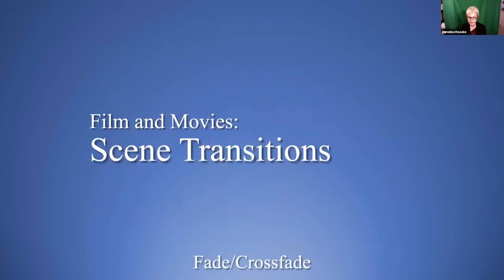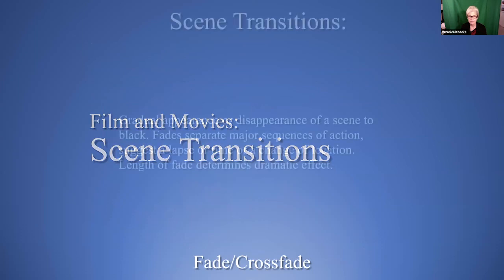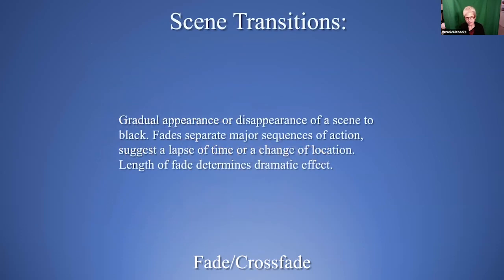That was a fade. So we're going to talk about transitions here. That was a fade or a crossfade. The gradual appearance or disappearance of a scene to black. Fades separate major sequences of action and suggest a lapse of time or a change of location. The length of the fade determines the dramatic effect. And a crossfade is when you have one scene fading out and another scene fading in and they overlap.